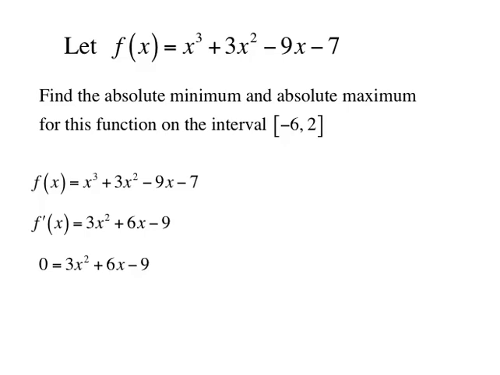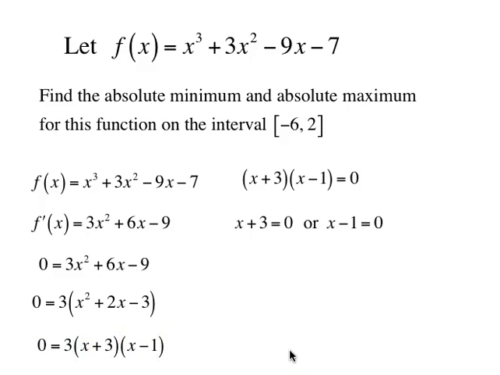We have a 3 in each of these terms. Let's factor out that 3. 0 is 3 times x squared plus 2x minus 3. Factor this, x plus 3 times x minus 1 equals 0. So we're going to get x plus 3 is 0 or x minus 1 is 0. So x is negative 3 or x is 1. Those are my only critical values. And notice they are both between negative 6 and 2.